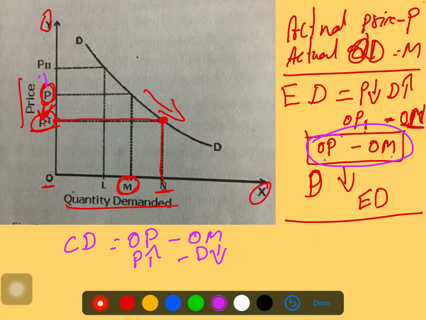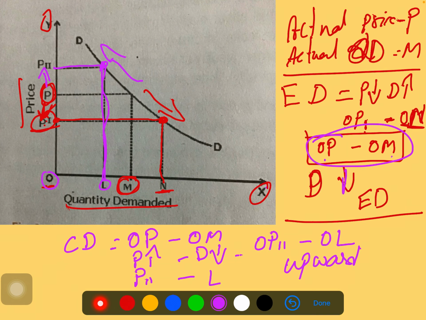Price got increased. Can you see? Price got increased to P1, and the demand we have is L. The quantity demanded got decreased. So in the contraction of demand, the new price is higher and the new demand is OL. In this case, you can see the movement is upward. Here the movement is downward.